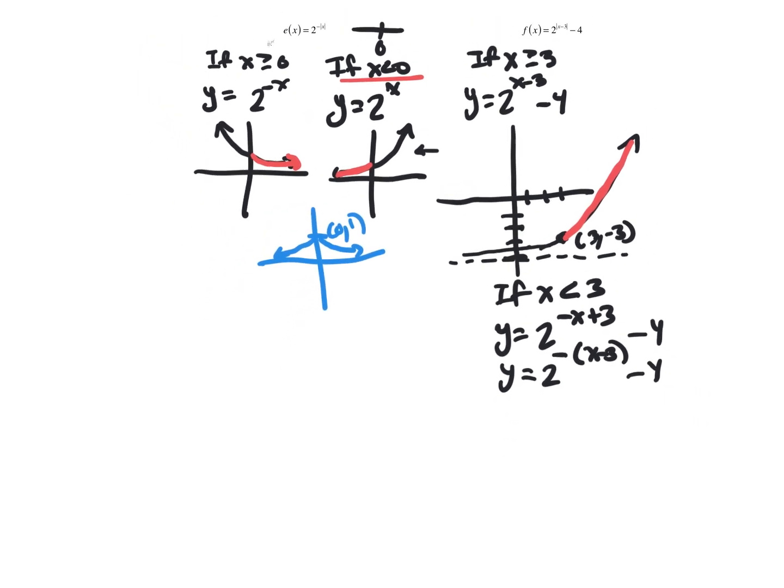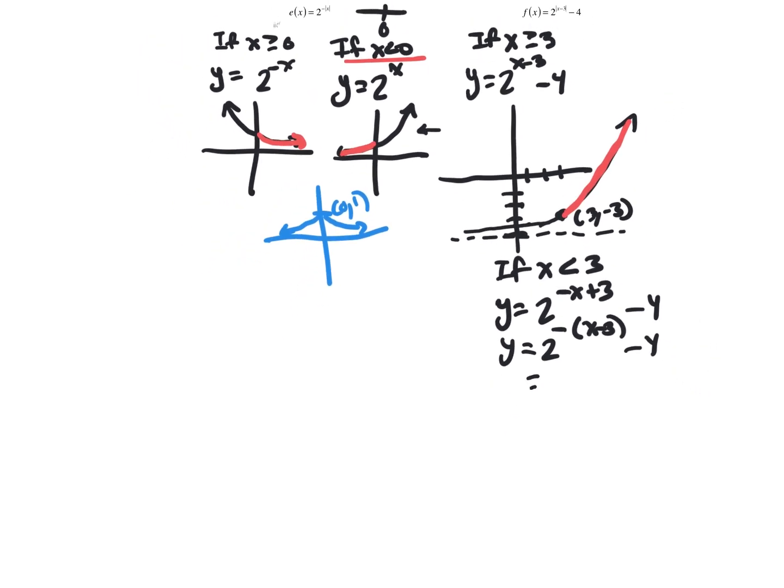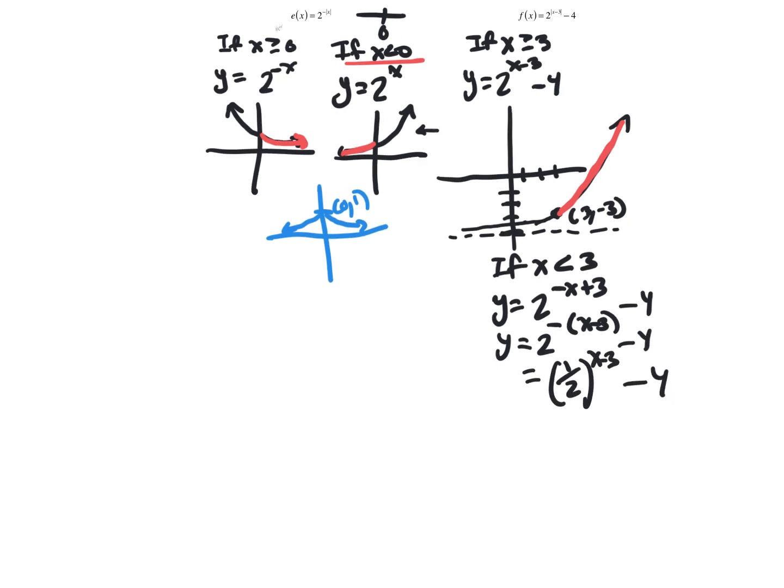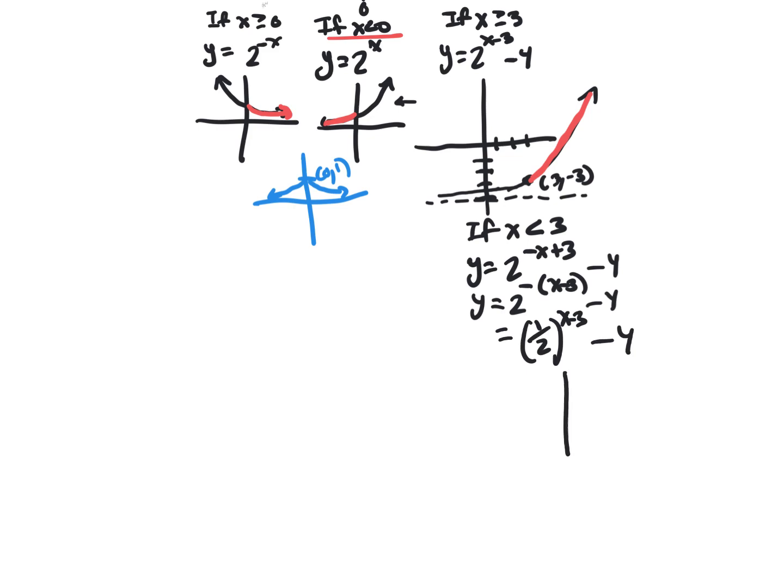So a few things happening. Another way to think about it is we've got this negative here. It could be thought of as 1/2 to the x minus 3 minus 4. So it's exponential decay, shifted right 3 and down 4.